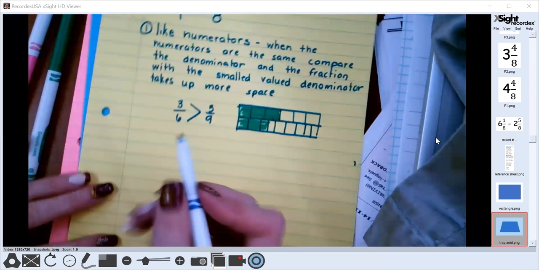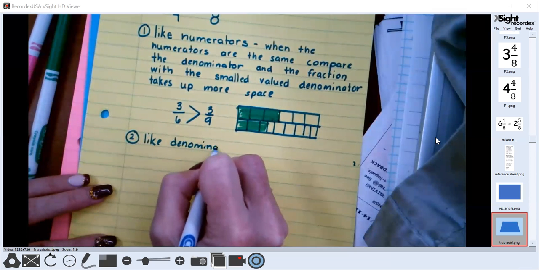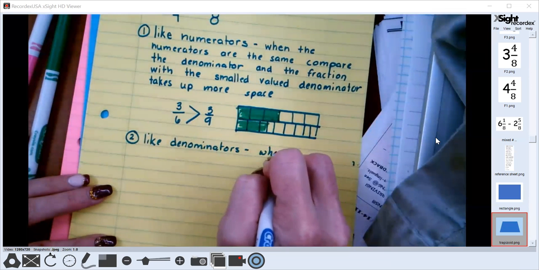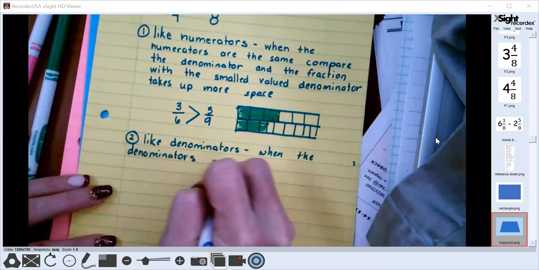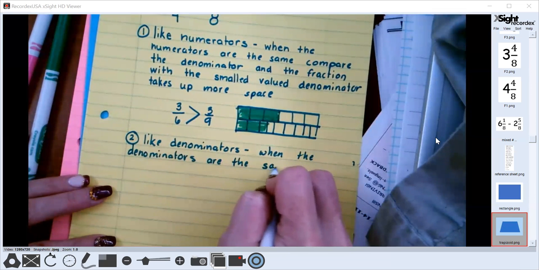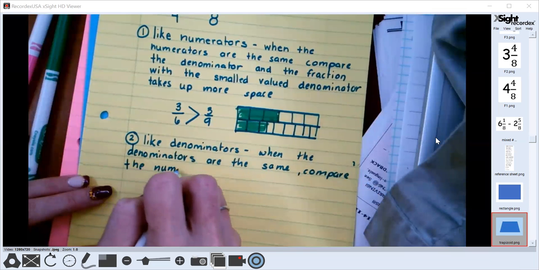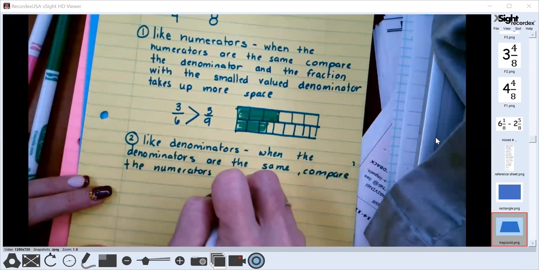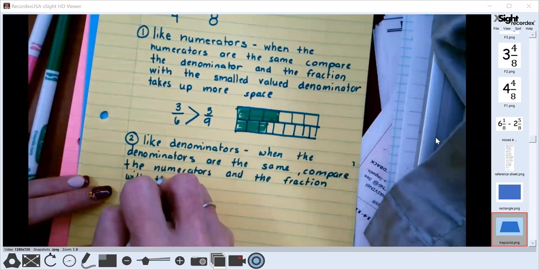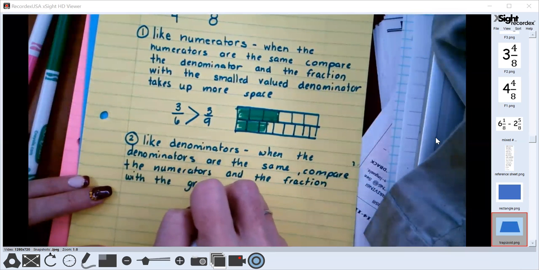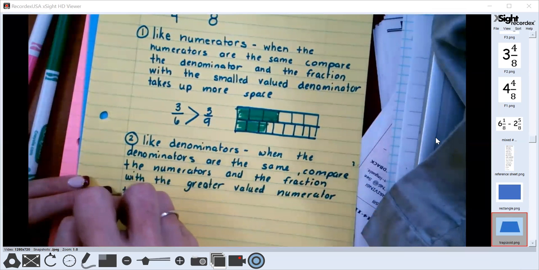The next rule, which is like denominators. When the denominators are the same, compare the numerators and the fraction with the greater valued numerator takes up more space.